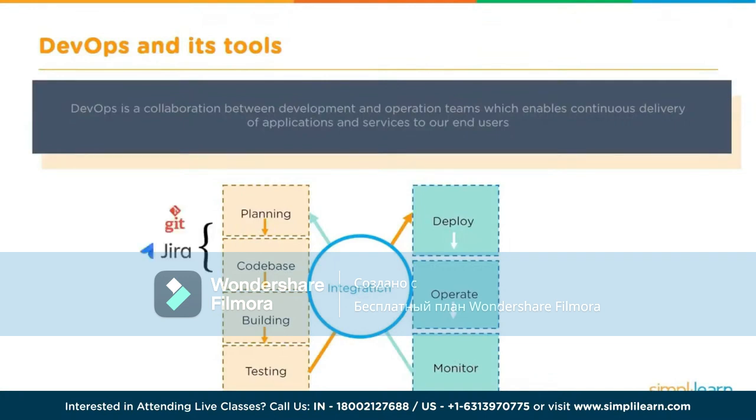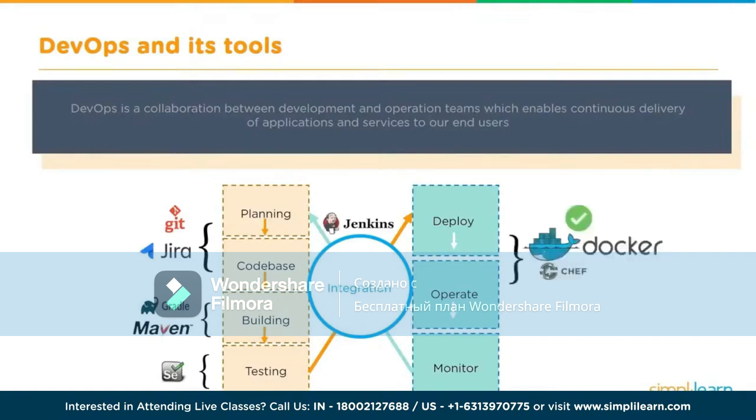So for planning and codebase, we use tools like Git and Jira. For building, we use Gradle and Maven. For testing, we use Selenium. The integration between Dev and Ops is through tools such as Jenkins. And then the deployment operation is done with tools such as Docker and Chef. Finally, Nagios is used to monitor the entire environment.